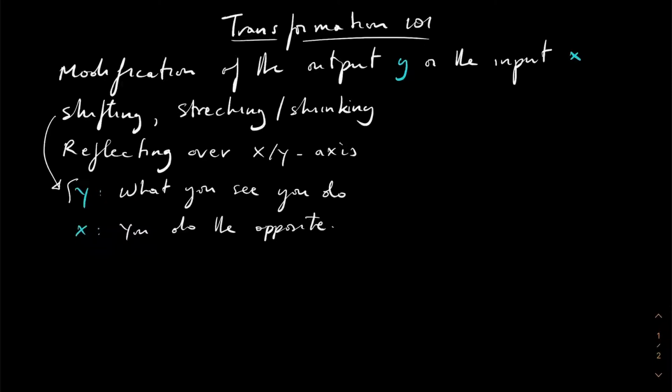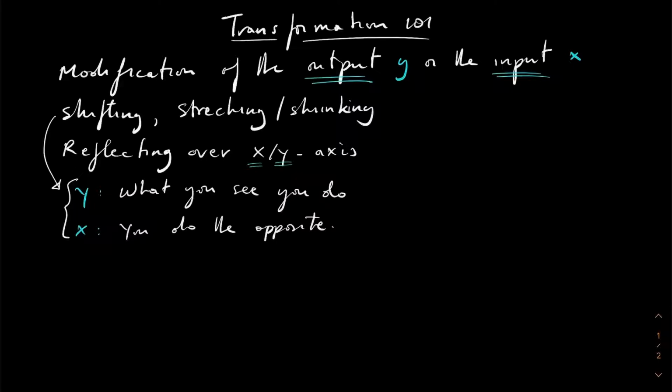And so in addition to shifting and stretching slash shrinking, you can also just negate the input or the output, which would cause the graph to flip over the x or the y axis. For instance, if you were to negate the output y, then your graph would completely flip over the x-axis because all the positive y will become negative and all the negative y will become positive. But if you were to negate the input, then you would completely flip the graph over the y-axis because all the positive x will become negative and all the negative x will become positive.